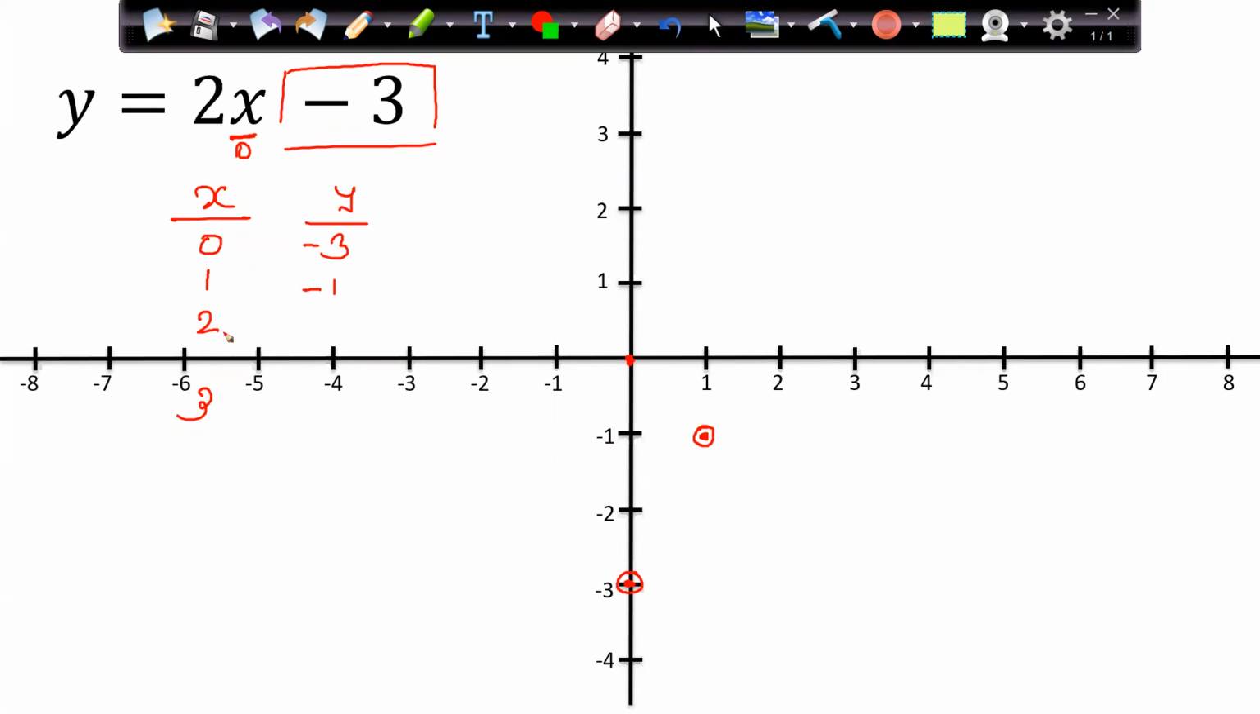Then we have 2. When x is equal to 2, what is the value of y? 2 into 2 is 4, and 4 minus 3 is 1. So the y value is 1. So when x is equal to 2, y is coming out as 1, this point. And finally, when we have x equal to 3, 2 into 3 is 6, minus 3 is 3. So when my x is equal to 3, my y is equal to 3 as well.